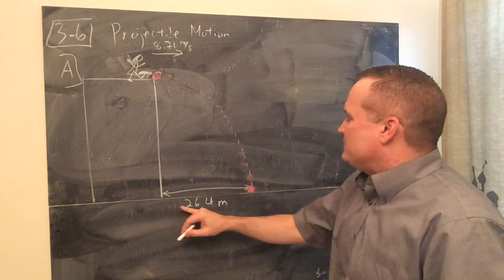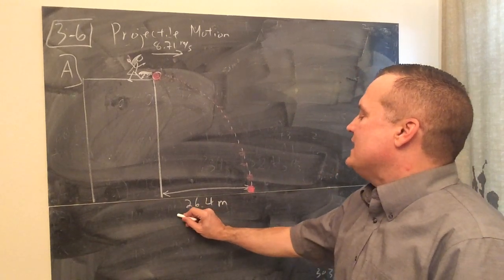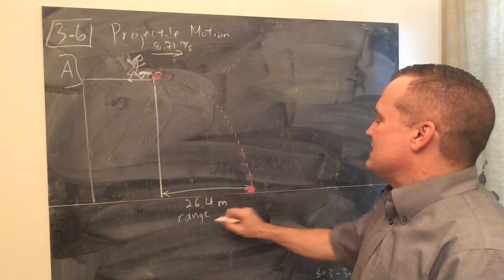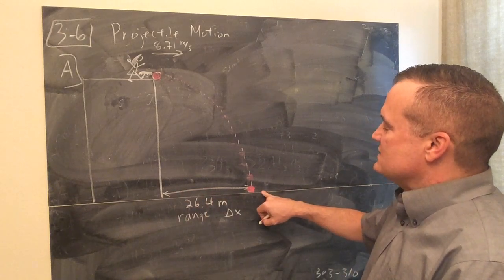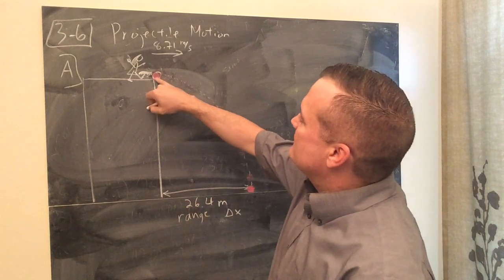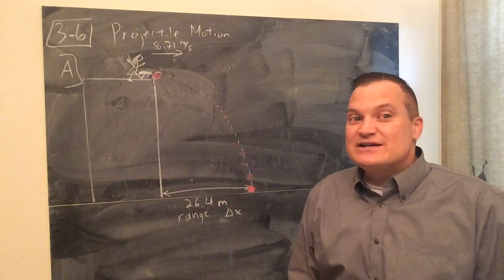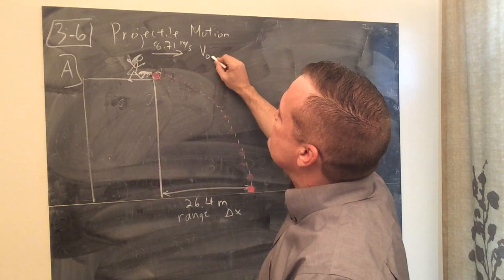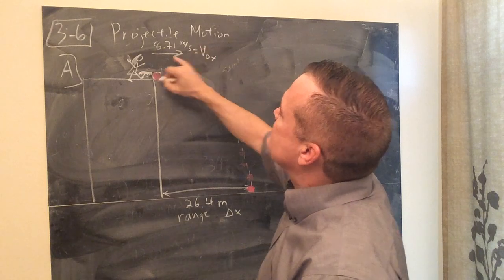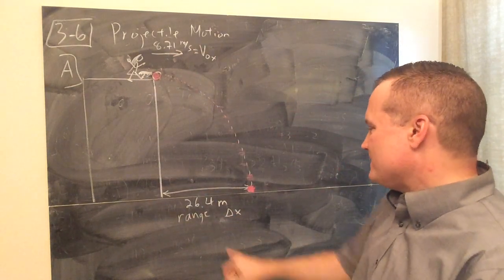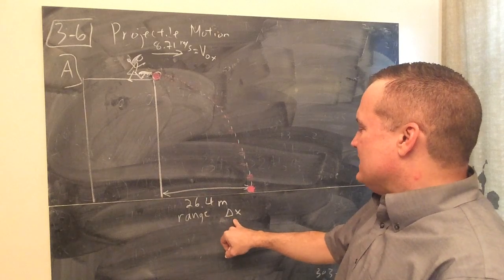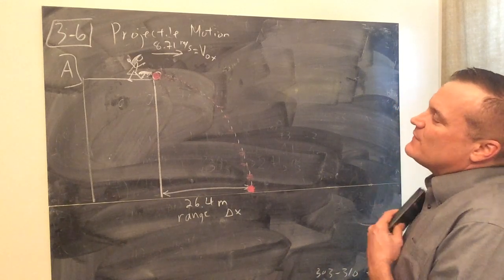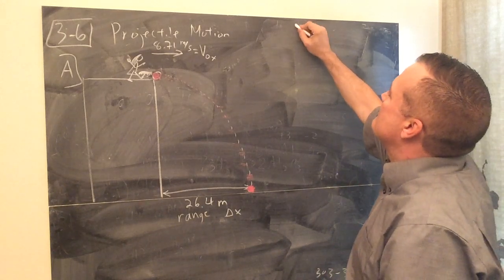So we know how far it went from the building. That is called the range, R-A-N-G-E, and it's delta X, like the displacement. That's the horizontal distance that it went. And we also had up here the initial horizontal velocity, so I can put V0x, meaning the initial horizontal velocity is 8.71. The range, the delta X, is 26.4.